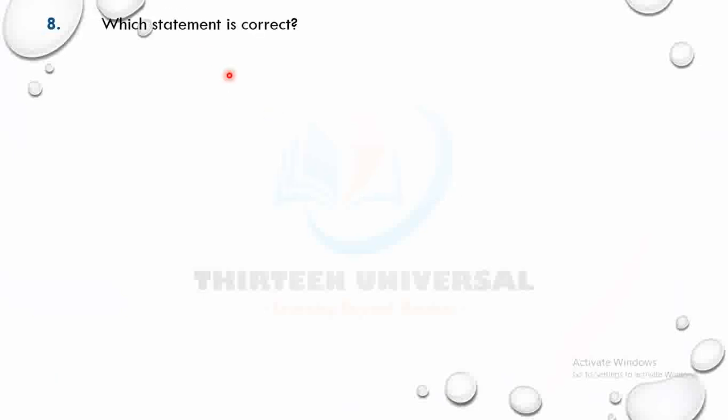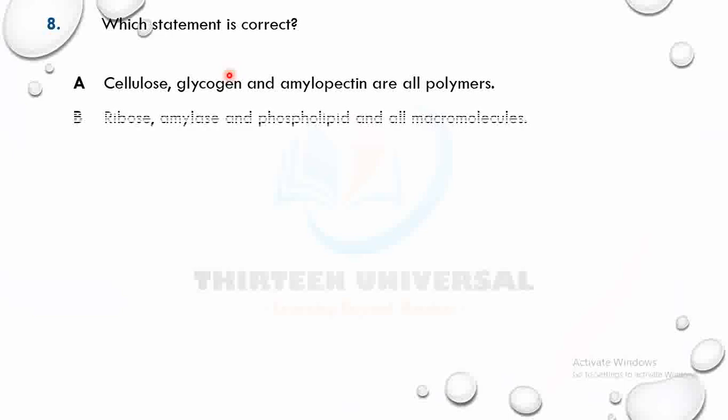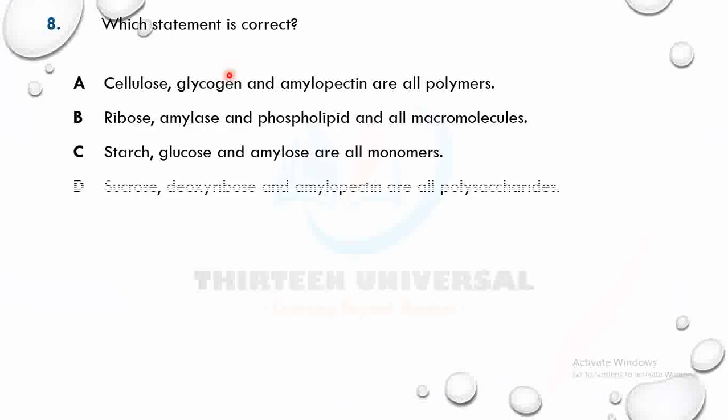Which statement is correct? Cellulose, glycogen, look at that. Which of them is correct? Now, A says cellulose, glycogen, and amylopectin are all polymers. Now, pause the video and try it. Yes, they are all polymers. Cellulose is a polymer of beta glucose, glycogen and amylopectin of alpha glucose. But why are the other ones wrong?